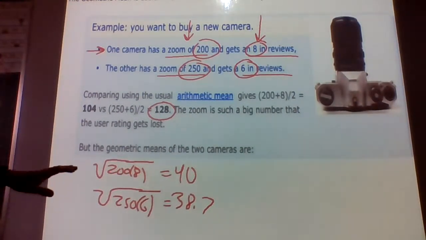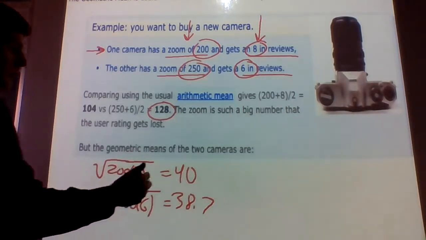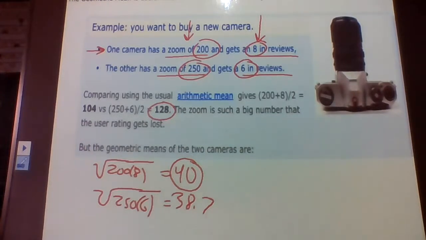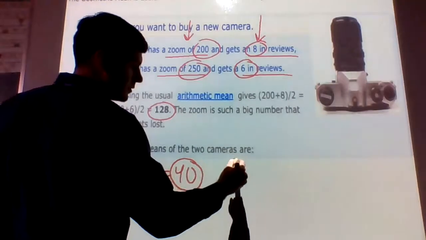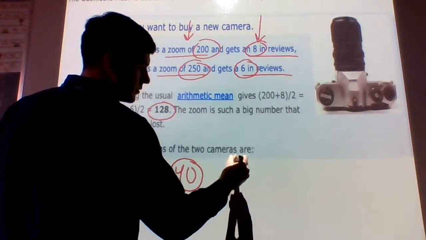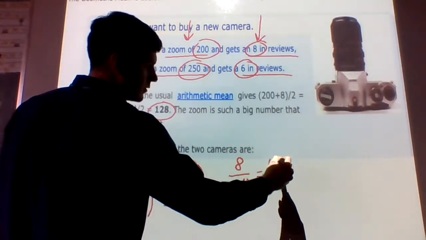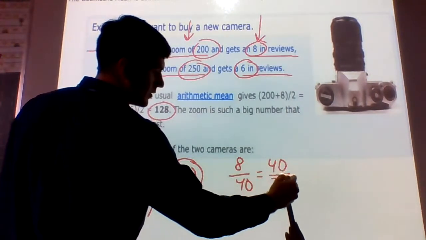Okay. So if we use the geometric mean, we can see we would want to use camera 1. It has a greater value to us. Right. And if we want to see that as a proportion, right, 8 to 40, it's going to equal 40 to 200.